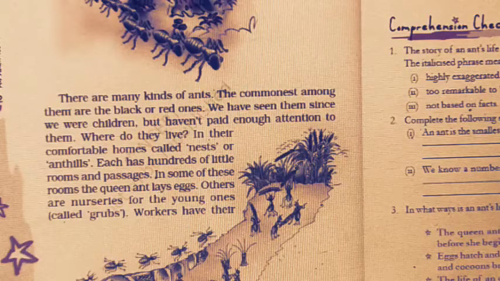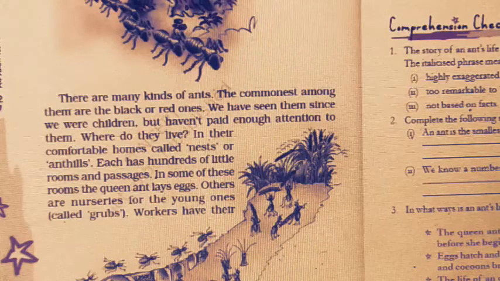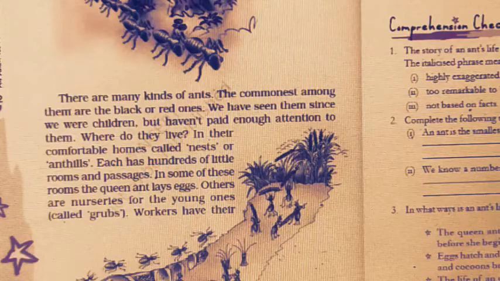Eggs hatch and grubs come out. Grubs take 2 or 3 weeks to become cocoons. Cocoons take 3 or more weeks to become perfect ants. Thus, it takes 5 or 6 weeks for a grub to become an ant.